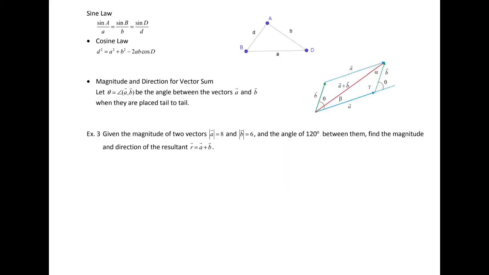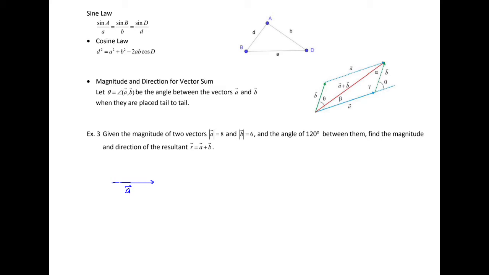Example 3, given the magnitudes of 2 vectors, which are 8 and 6, and the angle between those two vectors is 120 degrees. Find the magnitude and the direction of the resultant r, which is vector a plus vector b. First, let's draw the vector a, which is 8 units long, and it is always easier if we draw the first vector on the horizontal line.